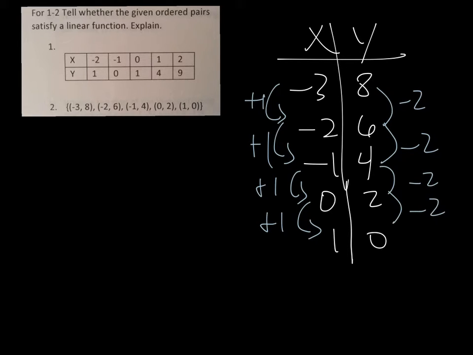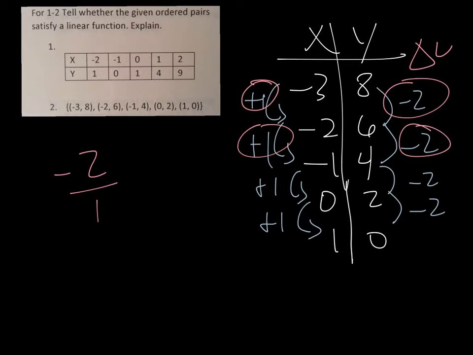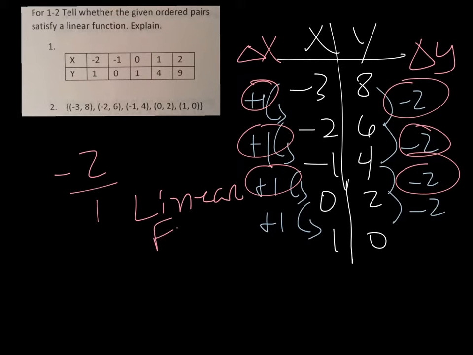Now notice, if you go the ratios, each one of them is negative 2 over 1. So here's your change in y, here's your change in x, and each one of them has a negative 2 over 1. Therefore, number 2 is a linear function, and the way you would explain the reasoning would be because the ratios of the change in y over the change in x are the same.